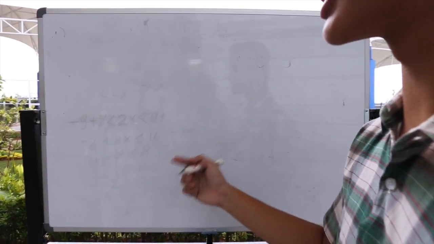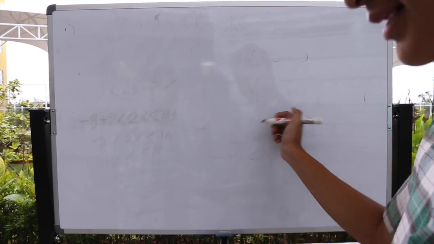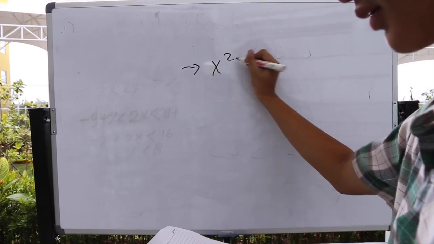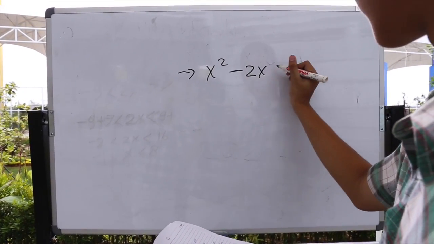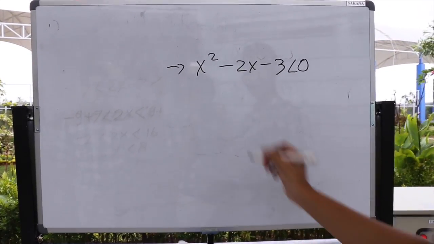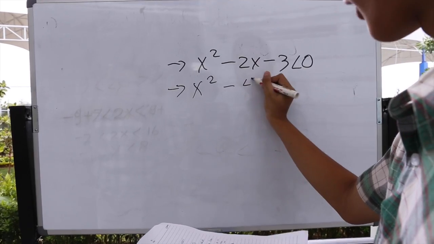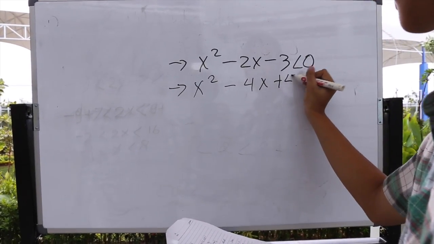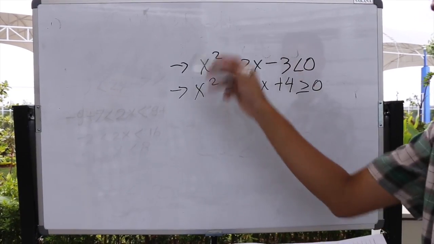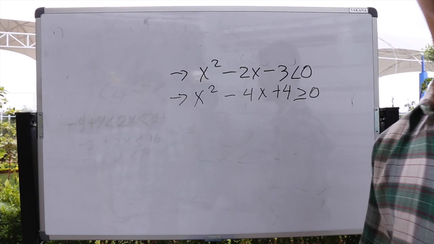And I want to give you some examples of quadratic inequalities. First is x squared minus 2x minus 3 less than 0. And the second is x squared minus 4x plus 4 is greater than or equal to 0. These are some examples of quadratic inequalities.